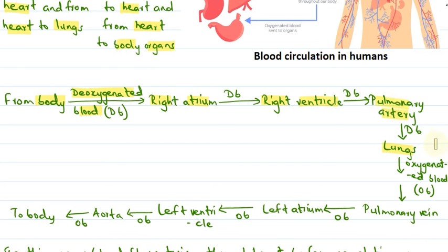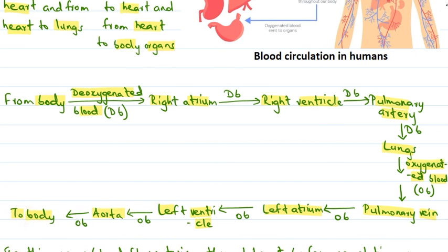Okay. So in lungs, now gaseous exchange takes place. So this deoxygenated blood gets converted into oxygenated blood. It gets rich supply of oxygen from lungs. So from lungs, this oxygenated blood is carried by pulmonary vein into the left atrium. Then from left atrium, the oxygenated blood flows into the left ventricle. Then from left ventricle, it is pumped into aorta, which is the largest artery, and the aorta further branches to different parts of our body and it supplies this oxygenated blood to different parts of our body.